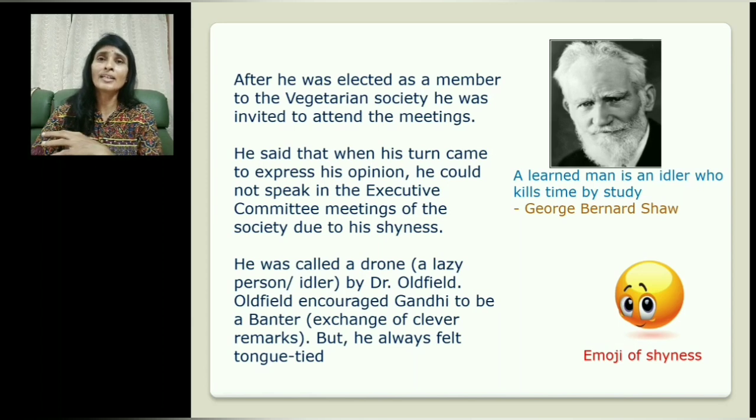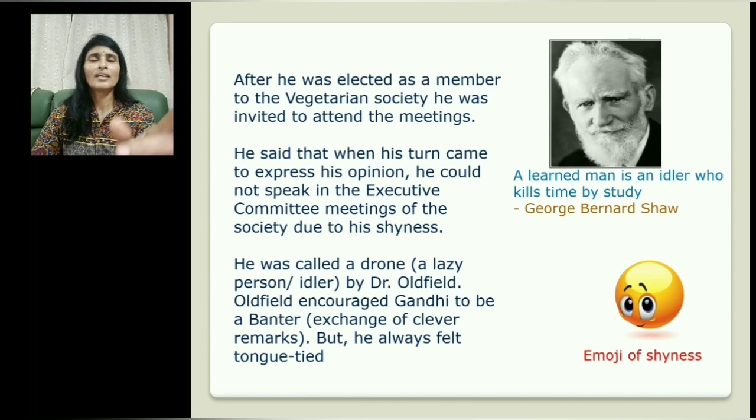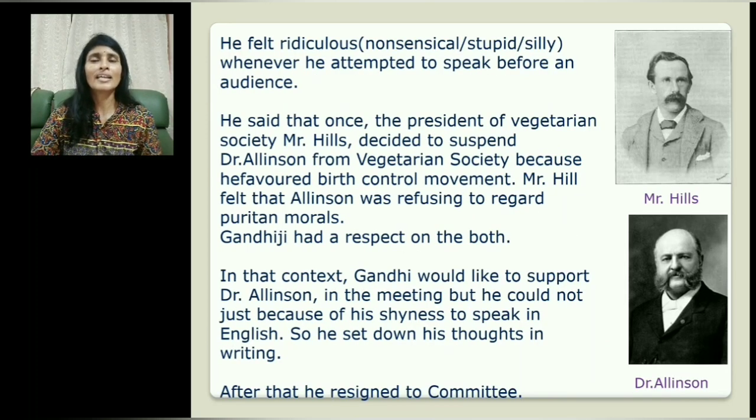When Gandhi's turn came to speak in front of more than six people, or in public gatherings, he fumbled with his shyness, and he was tongue-tied all the time. So Oldfield encouraged him: don't be an idler, don't be a drone, but be a banterer. But Gandhiji always felt tongue-tied in his meetings. The first incident he mentions in this extract is where he felt very shy to give his opinion in a public gathering.